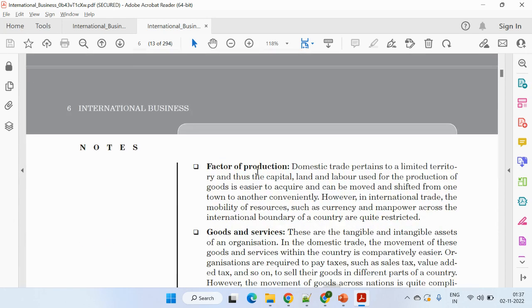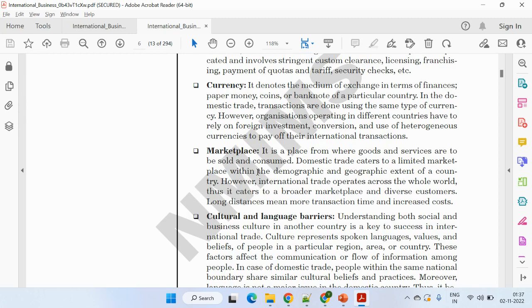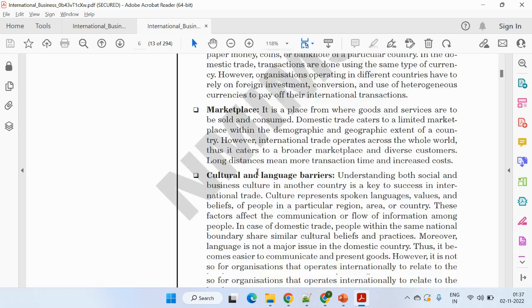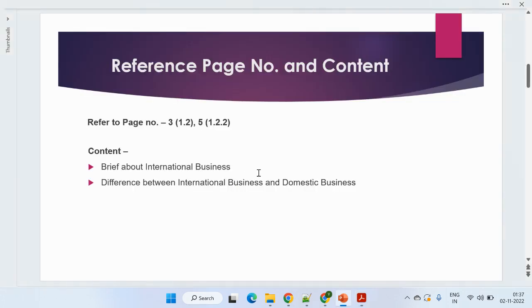Like what are the key differences in terms of factors of production, in terms of goods and services, in terms of currency, in terms of marketplace, in terms of language as well as cultural barriers. If you read this content, it's pretty relatable and you can frame each of the points in your own words. So that's straightforward. The first question is clear.